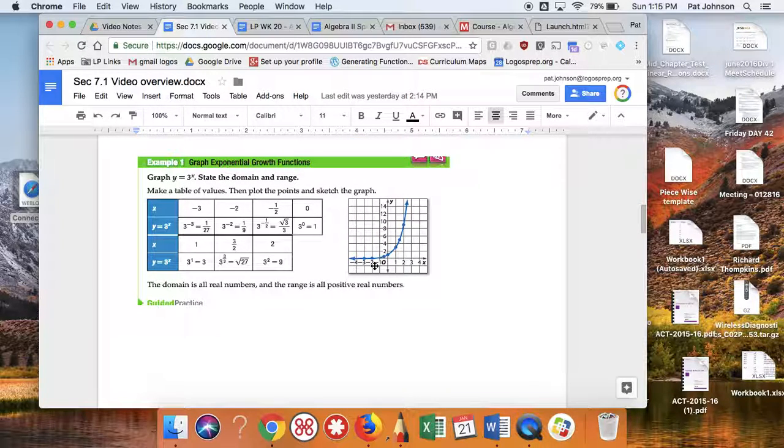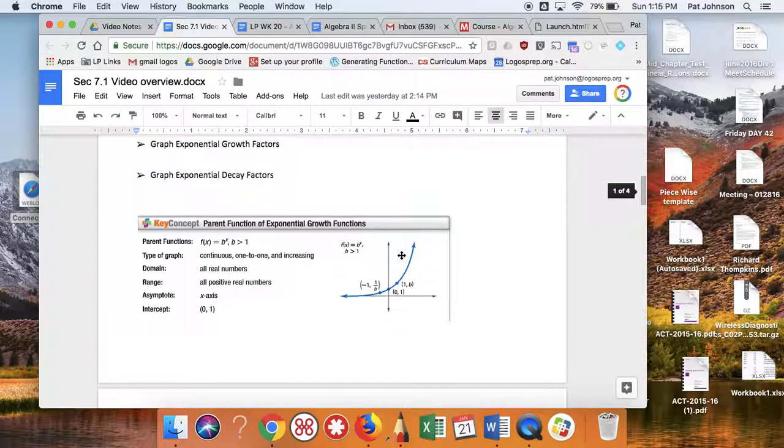So let's look at example 1. They say graph y equals 3 to the x. State the domain and range. So they made a table of values, and then they plotted each and sketched the graph. So they use -3, -2, -1, 0, 1, 2, and 3 as our x values. They put those into the equation and solve for y and got the following values, 1 over 27, and so on. And then they simply graph it. So it stays the same. It didn't shift up, and the domain is still all real numbers, and the range is still all positive real numbers, y greater than 0.